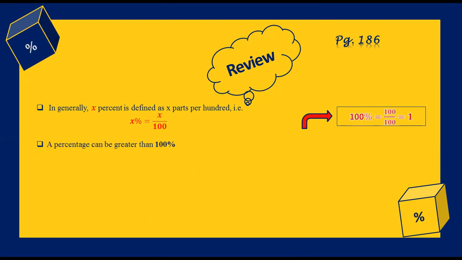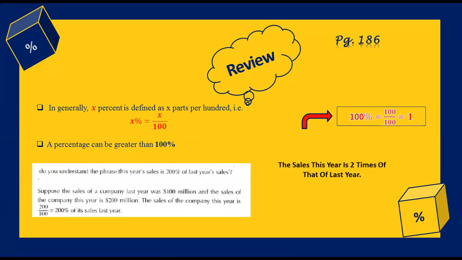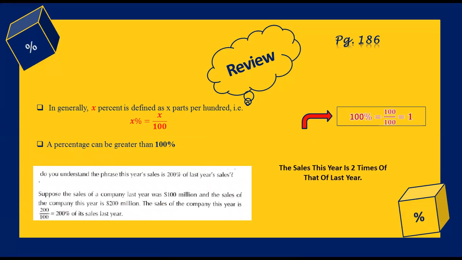So the phrase which I want to review for you all is: percentage can be greater than 100%. percentage जो है वो 100% से ज़्यादा हो सकती है. So इससे related एक example की थी, एक phrase थी, this year sale is 200% of the last year. With the help of supposition method, we have covered this example. Suppose the sale of a company last year was $100 million, and the sales of the company this year is $200 million. So the sales of the company this year is 200 upon 100.